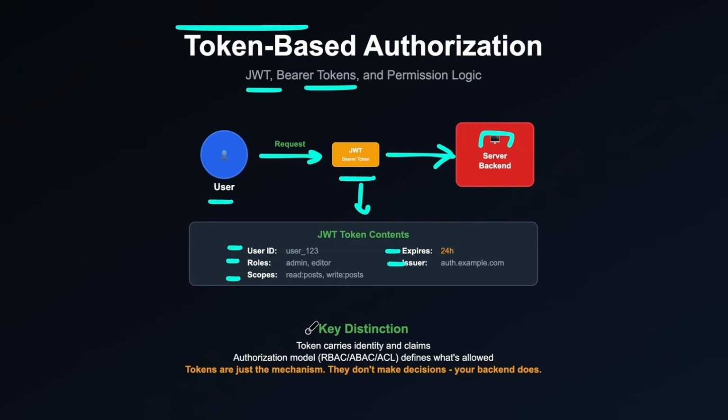So to not confuse this with authorization models, there is a key distinction. The token usually carries the identity and claims of your user, as you see here, but authorization models like role-based or attribute-based define what a user is allowed to access. So tokens are just mechanisms, while these are authorization models.